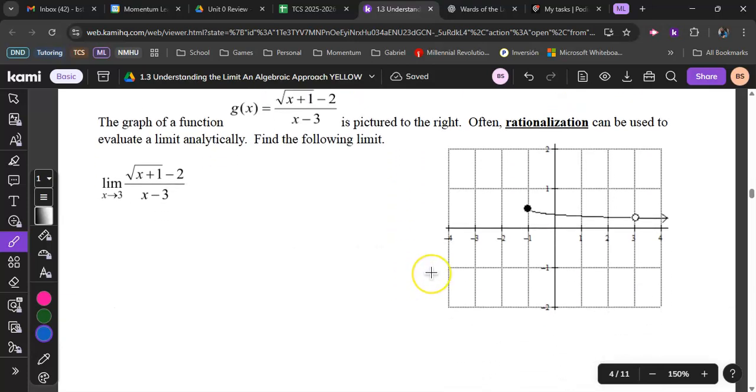Awesome. So now we got the graph of this new function g of x, which is the square root of x plus 1 minus 2 over x minus 3, pictured over here to the right. Often rationalization can be used to evaluate a limit analytically. Now, we're going to engage our pre-calc a whole bunch here.